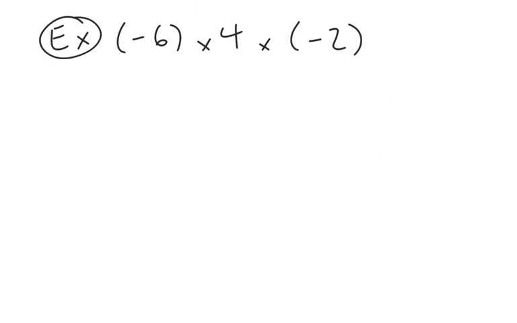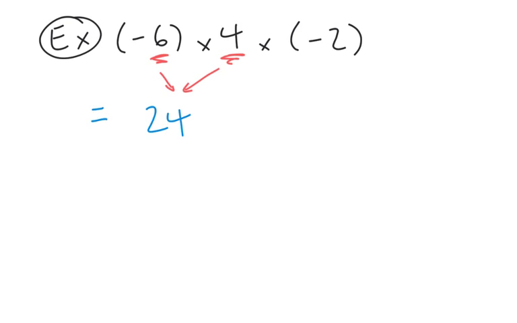In our final example, we're going to look at negative 6 times 4 times negative 2. This is a little bit of a longer question than the other ones, therefore we're going to take this step by step. First off, let's focus on the first two numbers of 6 and 4. 6 times 4 is 24. So let's make a little marking to indicate what we've just done there.